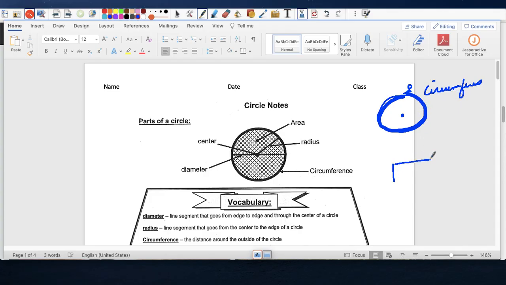Let's see, here's a rectangle. This measures 3, this measures 7, this would measure 7. So what would be the perimeter of this rectangle? It would be 3 plus 7 plus 3 plus 7, which would be 20. So the perimeter of this rectangle is 20. But with a circle, it's not called perimeter, it's called circumference.